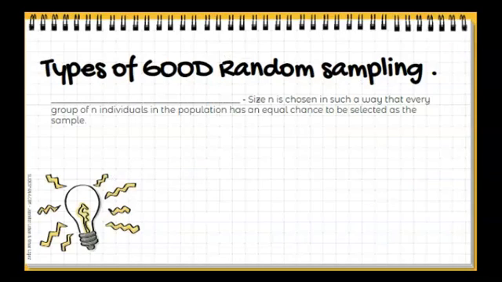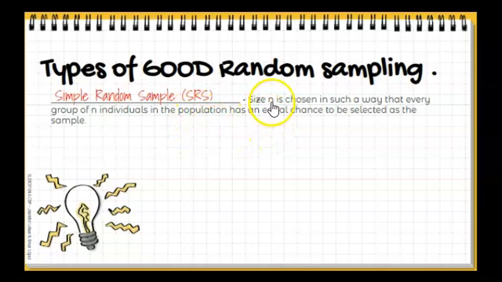All right, so there are some good samples and there are some bad sampling methods. So we're going to first look at just good random sampling methods. A simple random sample, we often abbreviate that SRS, of size n is chosen in such a way that every group of n individuals in the population has an equal chance to be selected as that sample. Okay, so it's important that whatever the size of it is, that every group of that same size has an equal chance. I know that feels redundant, but that's an important characteristic to make it a simple random sample.